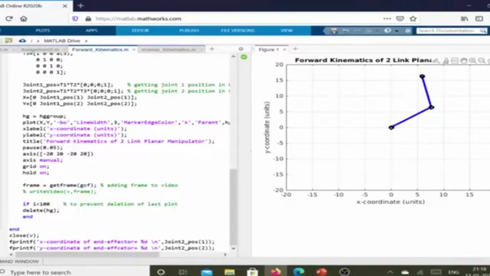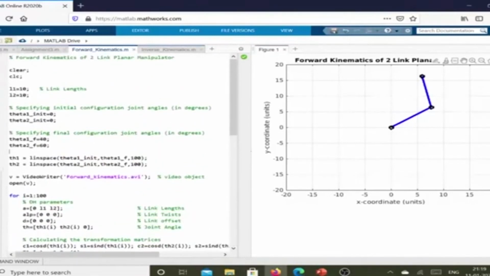Then x label, y label, and title are put forward: kinematics of two-link system, and the units which are marked on the x coordinate, y coordinate. The grid is put to give a better understanding of how this program works. Now let's run it again.